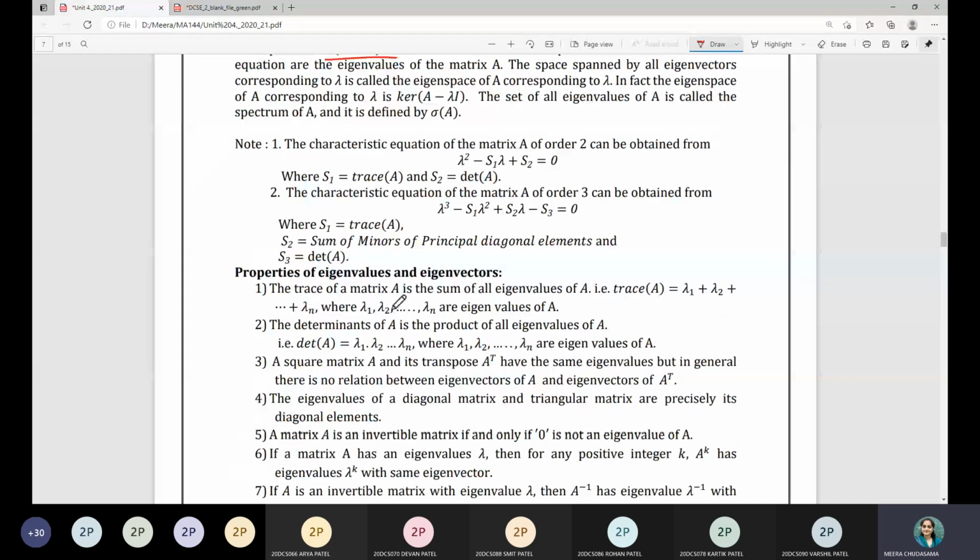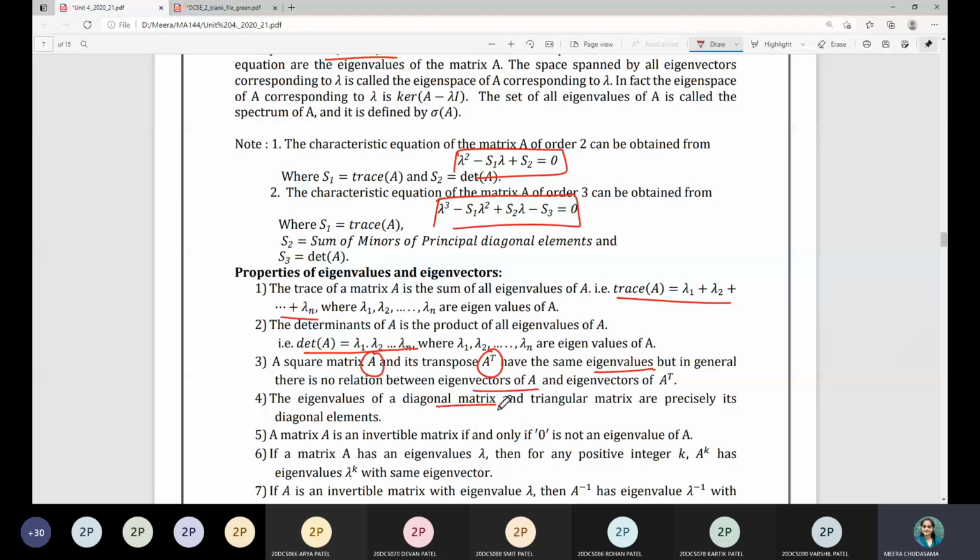Yeah, here. So you can see these two are the expressions regarding the characteristic equation of a matrix, and here you see the trace of a matrix is the same as the sum of the eigenvalues. Determinant of A is the product of eigenvalues. If you take A transpose, where matrix A is given, it will have the same eigenvalues, but in general there is no relation between the eigenvectors of A and A transpose. This I have already discussed, right?